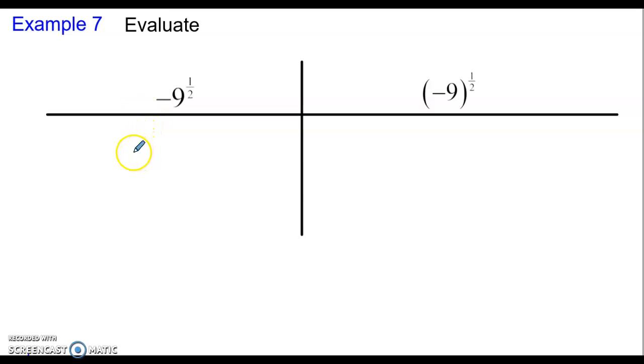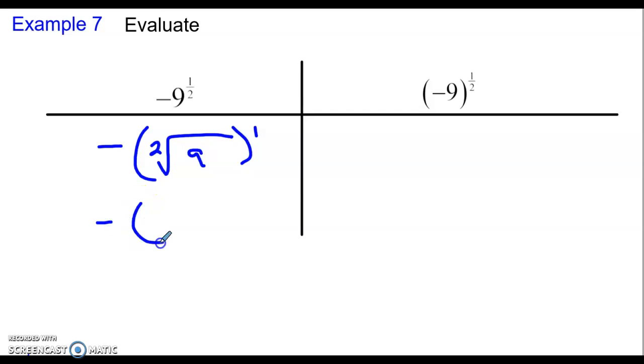So for example 7, we're looking at evaluating negative 9 to the power of 1/2 when the negative is not part of the base, and then when the negative is part of the base. So for the first part, the negative is not part of the base, so we're going to write it down, then we're going to have our brackets. We have the square root of 9 to the power of 1.